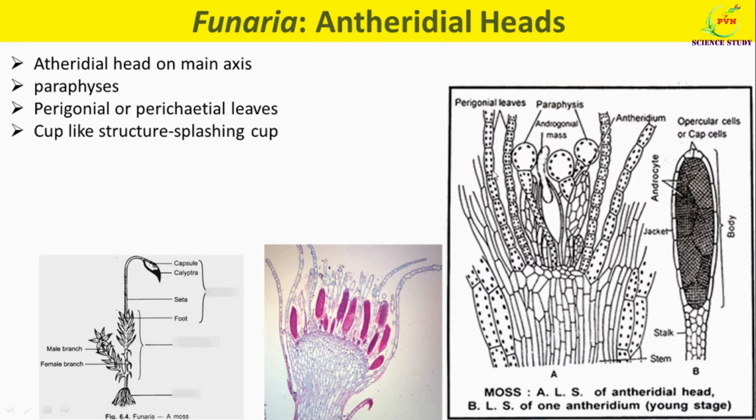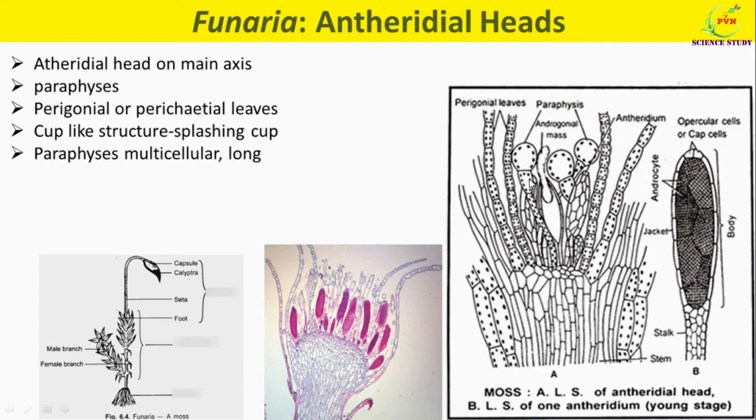These perigonial or the pericaceal leaves form a rosette called perigonium or the pericaceum. These leaves are morphologically different from the normal foliage leaves and are closely set and spread out to form a shallow cup-like structure called the splashing cup.